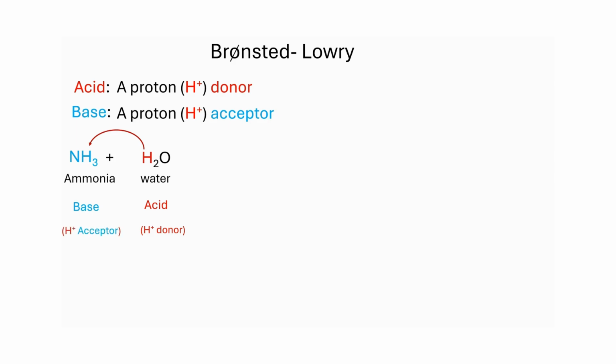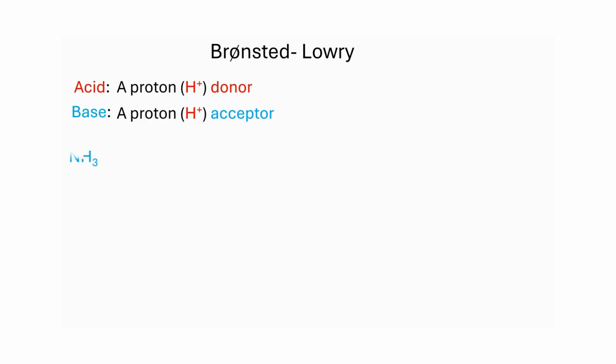Why? Because it accepts the hydrogen ion or the proton. And this time we'll get NH4+, which is ammonium ion, plus hydroxide ion. Now, if you remember the previous example, water was acting as the base, and this time water is acting as an acid. So water can either be an acid or a base depending on what it is reacting with. Let's look at one final example of acids and bases according to Bronsted-Lowry's definition.